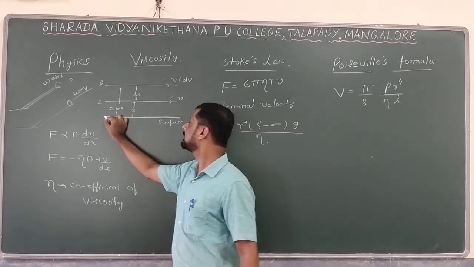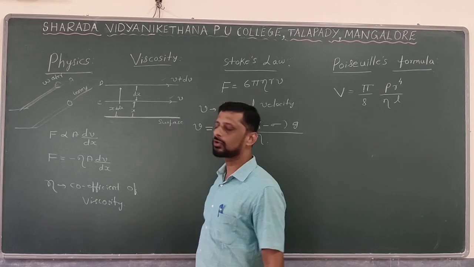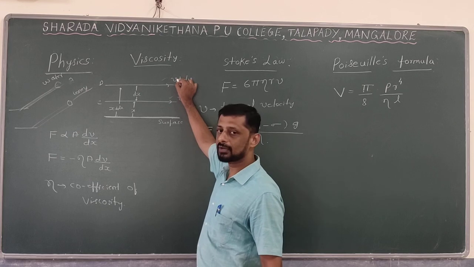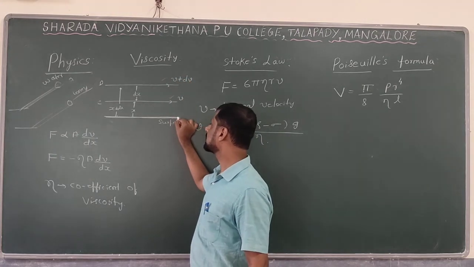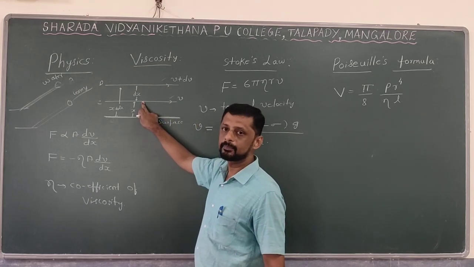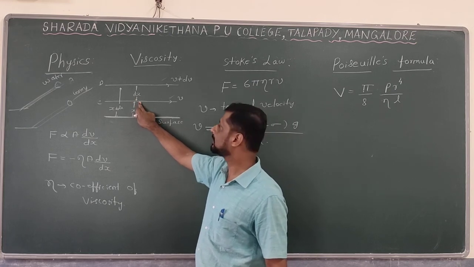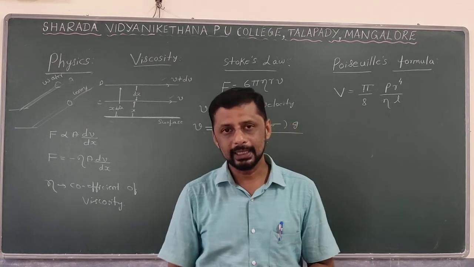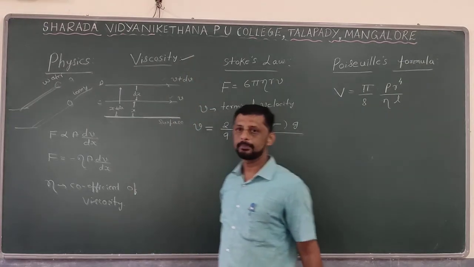The layer of the liquid which is in contact with the surface is at rest, that means its velocity is equal to 0. Another layer moves with the velocity v. Another layer moves with the velocity v plus dv. Here the layer which is in contact with the surface opposes the motion of the layer C. At the same time, the layer C also opposes the motion of the layer D. This relative opposition between the adjacent layers of the liquid, this property of the liquid, is called viscosity.